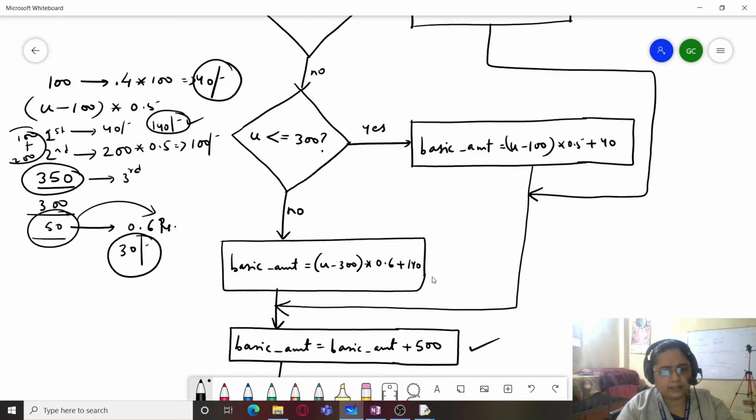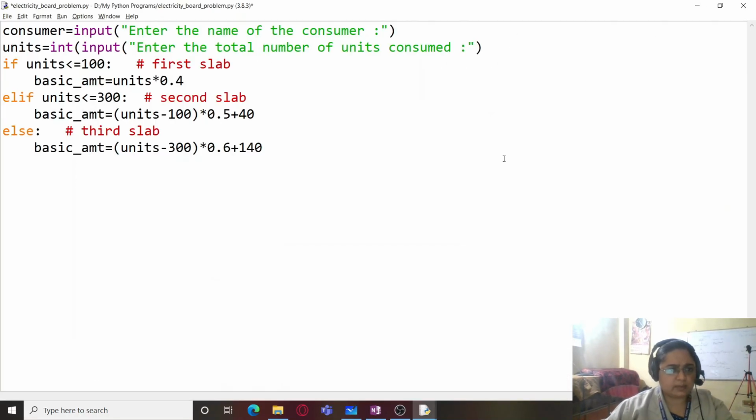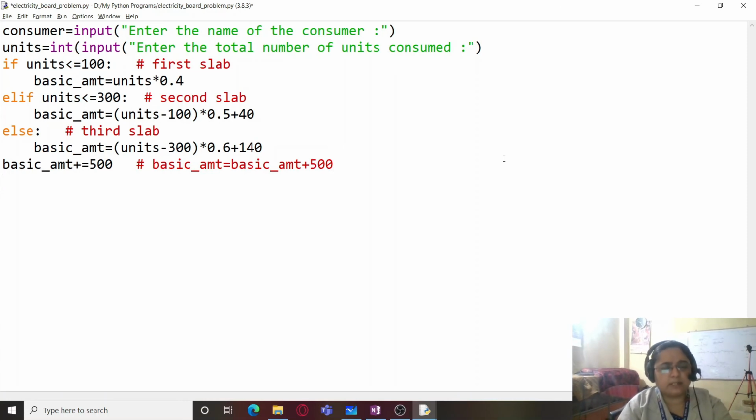Now after doing this, we have to calculate the base. We have to add 500 to basic amount. So I will write here basic amount plus equals 500, which means basic amount equals basic amount plus 500. That is, we are using the augmented assignment operator, or also known as the compound assignment operator here.